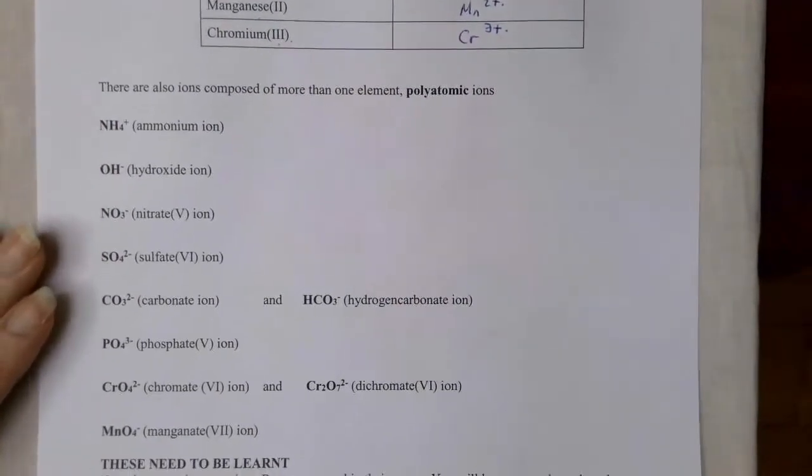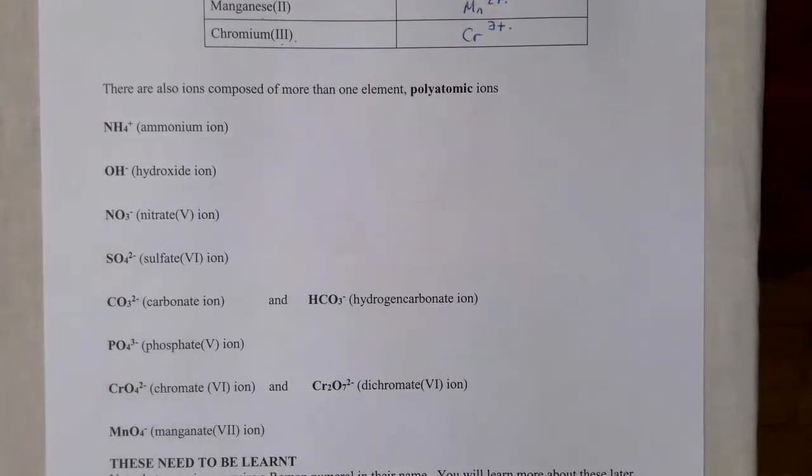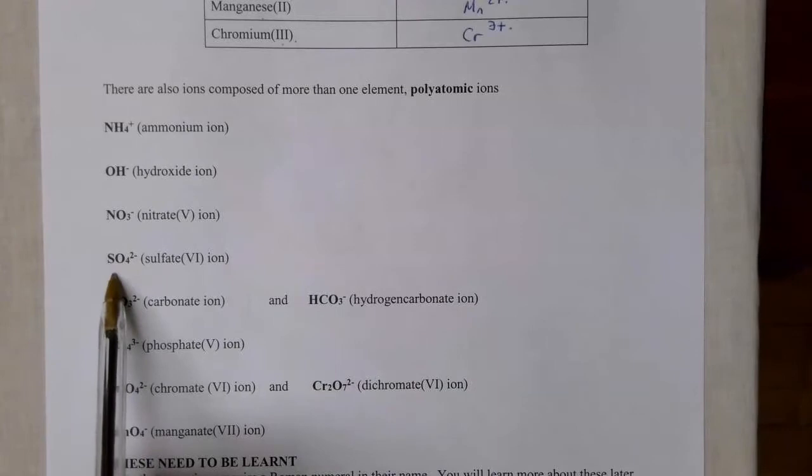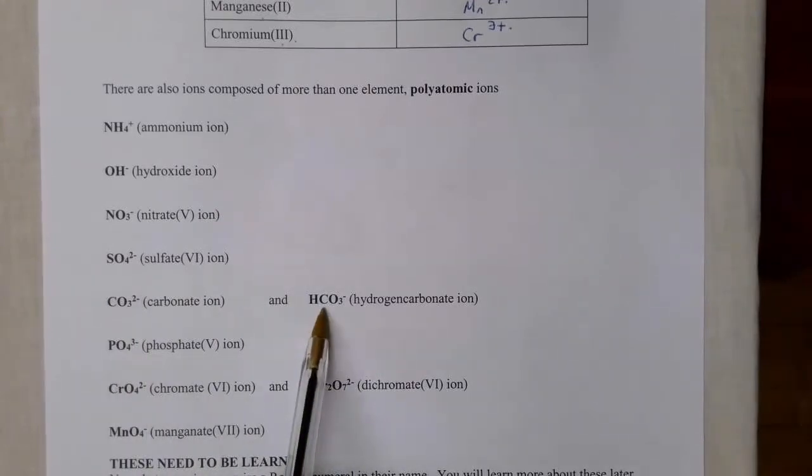Not only are you expected to know that, you're also expected to be able to work out the polyatomic ions. There are some common ones which you're going to have to learn. So sulfate, for example, you need to know is SO4 2-, carbonate CO3 2-, and hydrogen carbonate HCO3-. Most of those should be familiar to you.